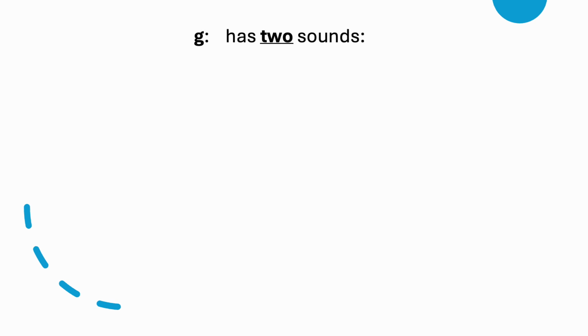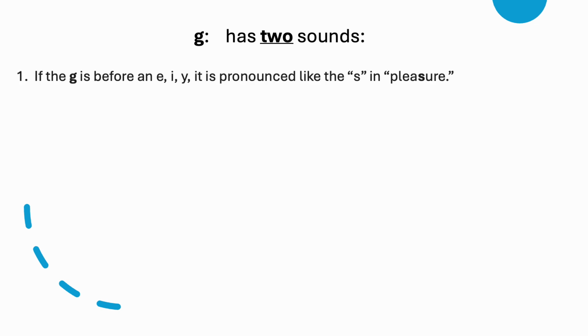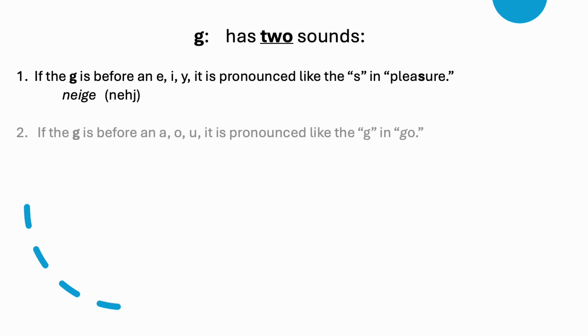G has two sounds. And remember, G in French is J, and J in French is J. Remember, French came before English, so we're the ones that confused it. So G has two sounds. If the G is before an E, I, or Y, it is pronounced like the S in pleasure. Neige. If the G is before an A, O, U, it is pronounced like the G in go. Garçon.